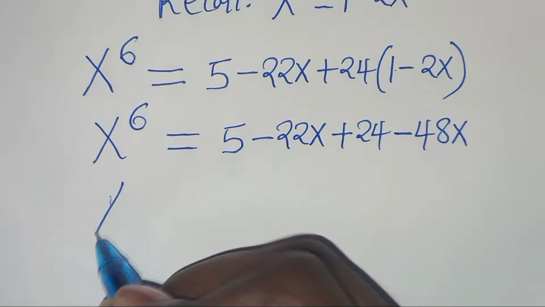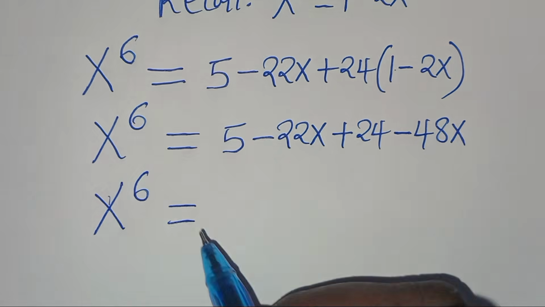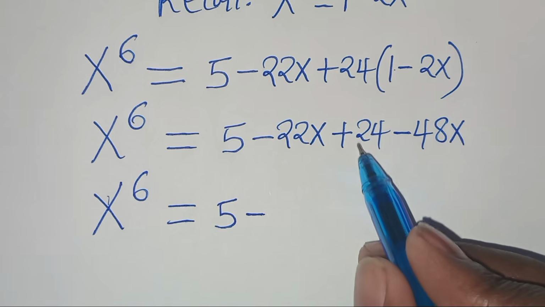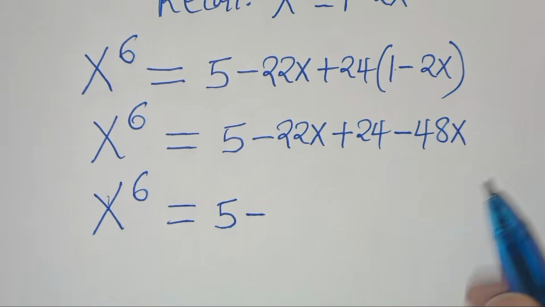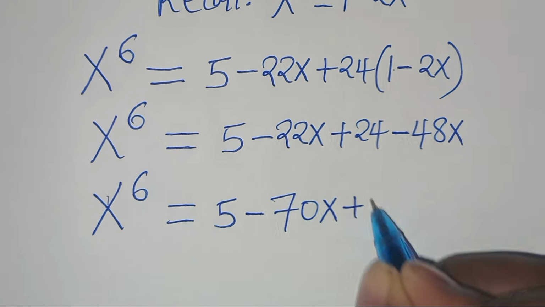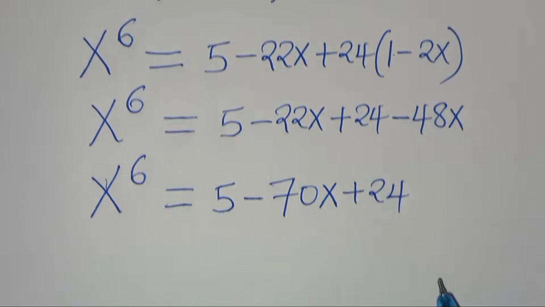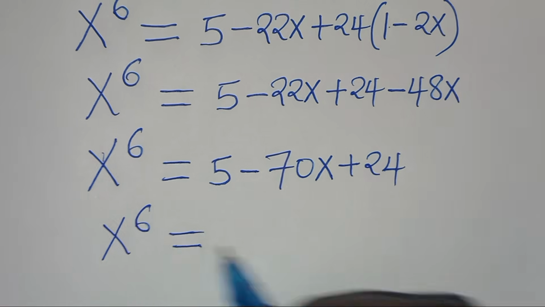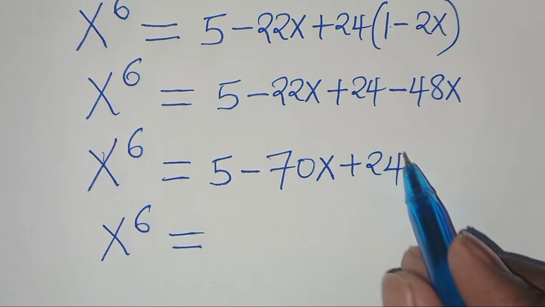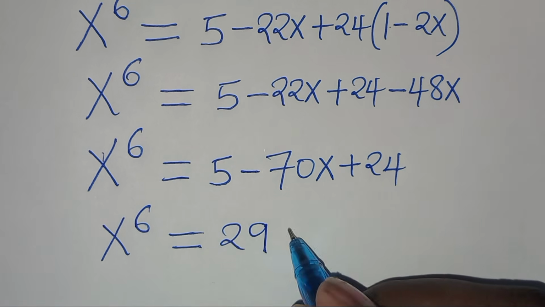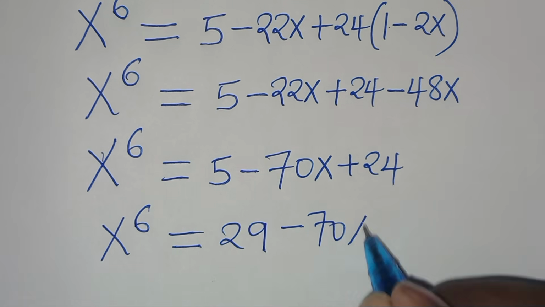So we have x to the power of 6, this is equal to 5 minus 22x minus 48x, this is minus 70x, then plus 24. So we have x to the power of 6, this is equal to 5 plus 24, and this is equal to 29 minus 70x.